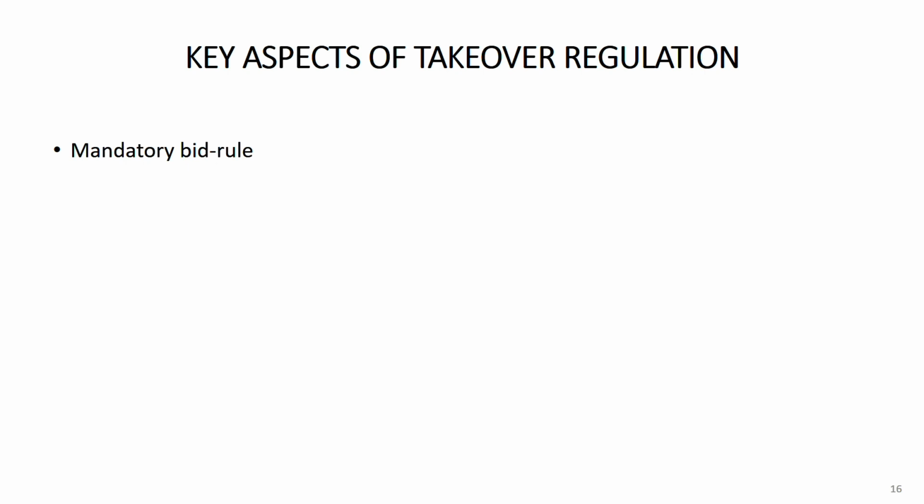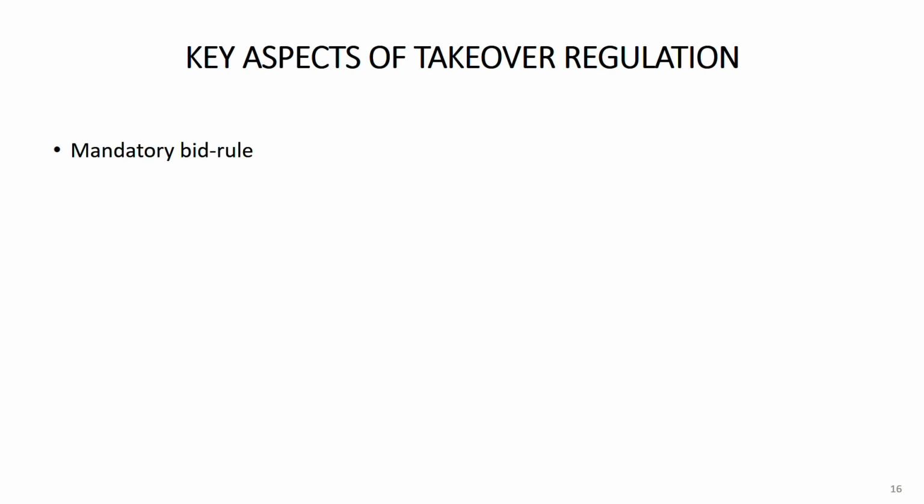Mandatory bid rule. What is the mandatory bid rule? There are in fact 7 key aspects of takeover regulation. You need to know all the 7. Even if not in much detail, at least briefly you should be able to explain 1 or 2 points under each if asked. In the mandatory bid rule, the aim is mainly to protect the minority shareholders by providing them with the opportunity to exit the company at a fair price. So they can exit the market at a fair price.